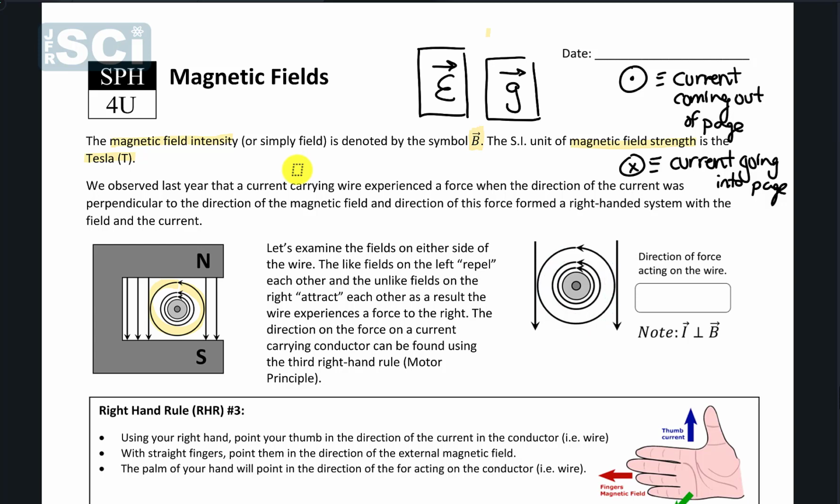Now with a bar magnet or a horseshoe magnet, the field lines, these magnetic field lines, always go from north to south. Similar to how our electric field lines go from a positive charge or the positive plate, if we have parallel plates, to the negative plate. Now, I do not want you thinking that that means that north is the same thing as positive. It's not, because we're dealing with different types of fields.